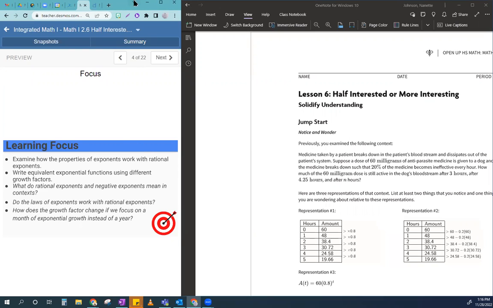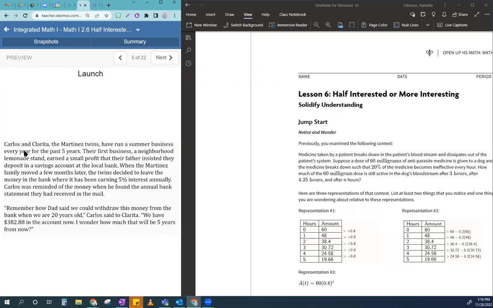Okay, so let's continue. It says, Carlos and Clarita, the Martinez twins, have run a summer business every year for the past 5 years. Their first business, a neighborhood lemonade stand, earned a small profit that their father insisted they deposit in a savings account at the local bank. When the Martinez family moved a few months later, the twins decided to leave the money in the bank, where it has been earning 5% interest annually.